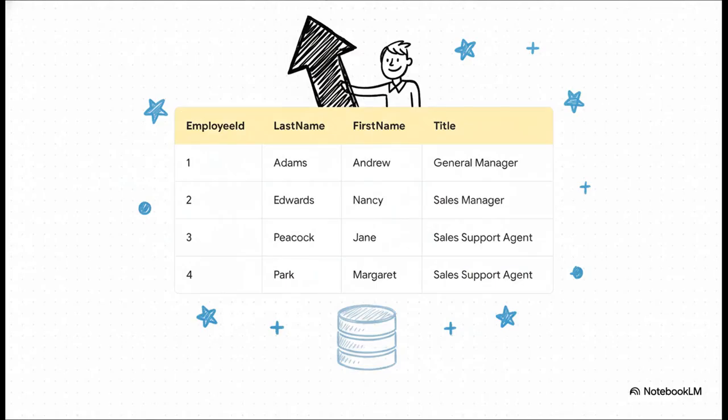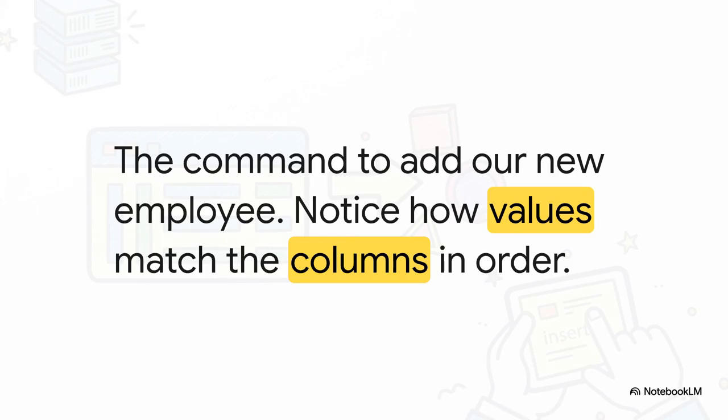Okay, let's make this real with an example. Here's our employees table. You can see we've already got folks in there like Andrew Adams and Nancy Edwards. Think of this as our before picture. We're about to add a new person to the team. And this is the magic command that does it. We say insert into employees. Then we list the columns we're providing data for. First name, last name, title, and so on.